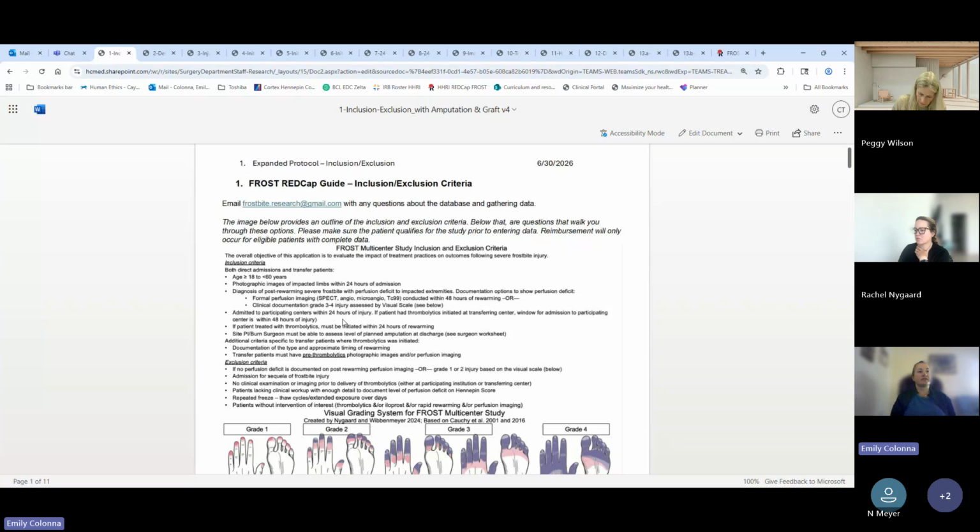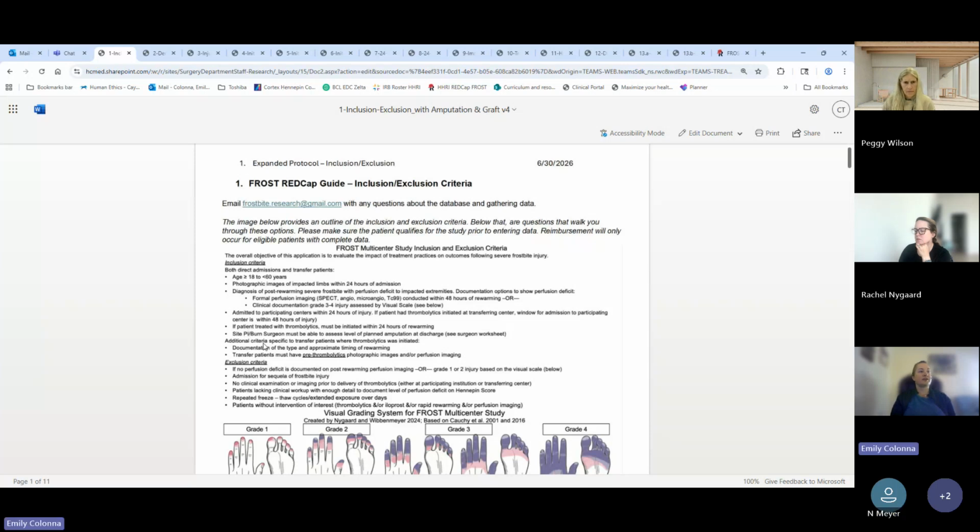If thrombolytics were initiated at a transfer center, the window for admission is larger. They can be at the transfer center within 24 hours of injury and receive thrombolytics and then be sent to you within 48 hours of injury. If the patient does have thrombolytics, it must be started within 24 hours of rewarming.